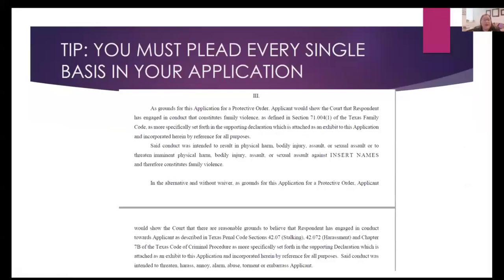So constitutes family violence. You could include felony here, but in the alternative and without waiver, we're also going to show the court that there has been stalking and harassment. Your pleadings are what bind the court's relief, right? So it's better to overplead, without being frivolous, and open that door of the different bases for obtaining the protective order, because the court is bound by what you've pled.